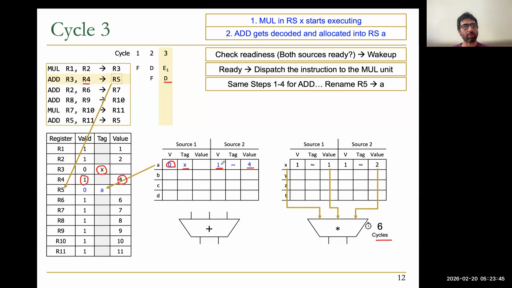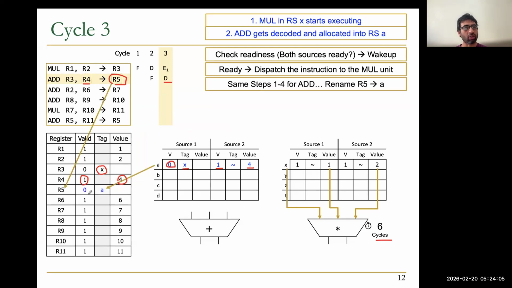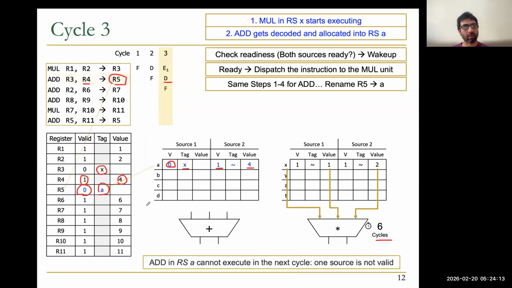So now we need to do the same renaming step for the add instruction as well. So the output register is R5. So we look at R5, and we will mark it as invalid, and we will record the tag of the reservation station. So here now R5 is invalid, and we recorded the tag of the reservation station.